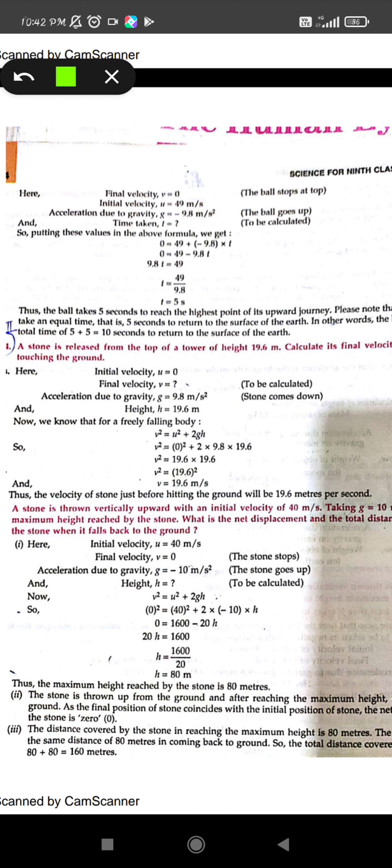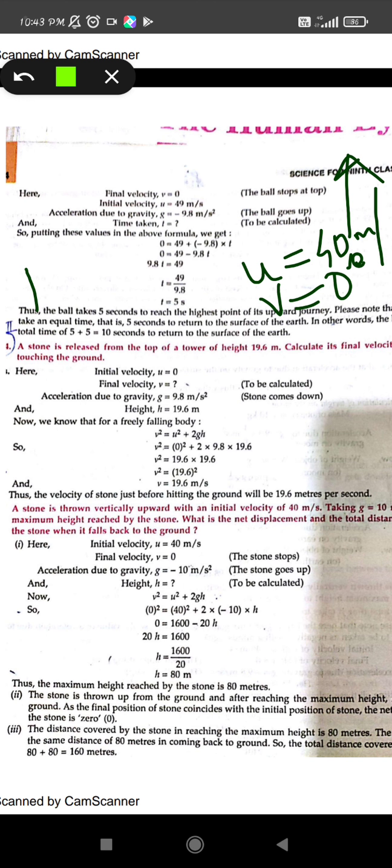Now the last question. A stone is thrown vertically upward. Whenever a body is thrown vertically upward, u is there and v will be 0. So we have already got the value that v is 0, and it is thrown vertically upward with the initial velocity 40 meter per second, so u is 40 meter per second. Taking g = 10. I already told you that if in the question it is given 10, then you have to take the value as 10. Now the next, we have to find the maximum height.